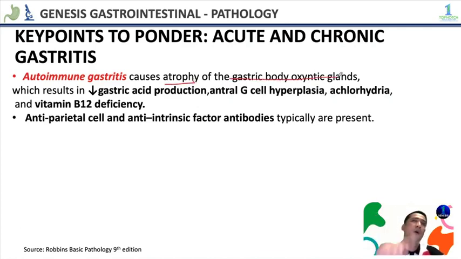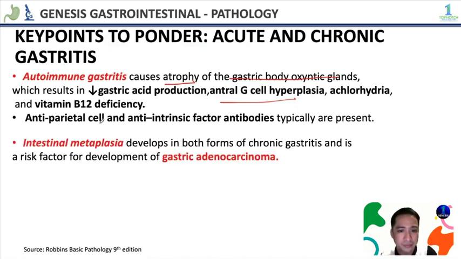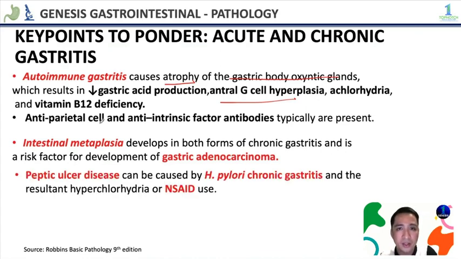Kung may atrophy, compensatory mechanism G cell hyperplasia because of a response to your achlorhydria and vitamin B12 deficiency. And again, antibodies are directed to your parietal cell and intrinsic factor, which are essential for B12 absorption. Intestinal metaplasia develops in both forms of chronic gastritis and is a risk factor for the development of gastric adenocarcinoma.